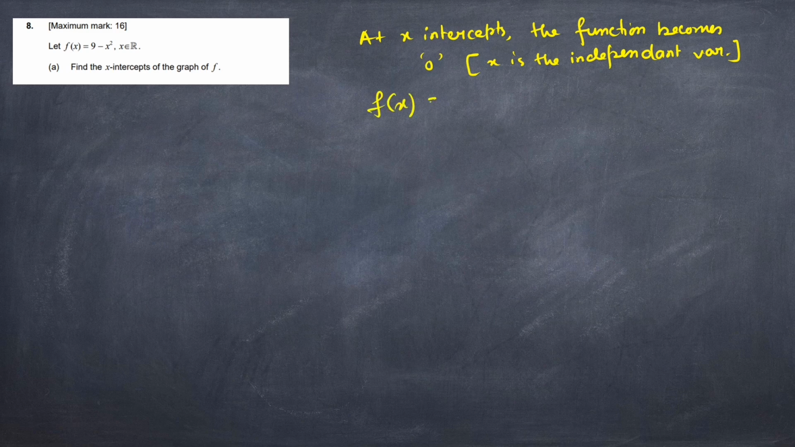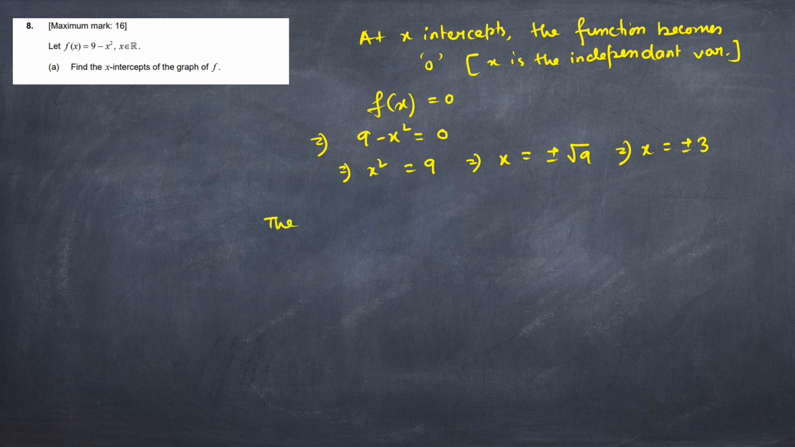To find out, f(x) equals 0, so now we can write 9 minus x squared is equal to 0. From here we can write x squared is equal to 9. So we are getting x is equal to plus minus root 9. So ultimately the answer is x equals plus minus 3. So the x-intercepts are plus 3 and minus 3. So the first problem is done.